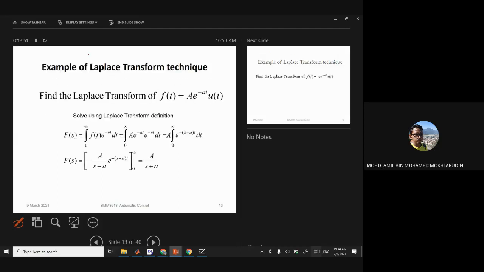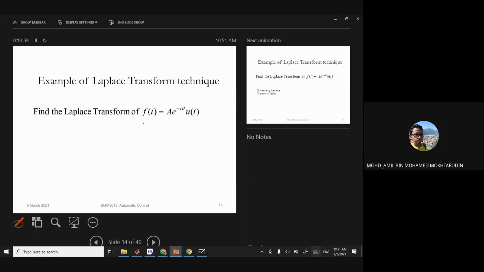Okay, so this is an example of how to use the definition of the Laplace transform. It does not come out in the exam, so we skip. You can straight away use the table to find the Laplace transform of f(t) equals a e to the power of minus a t.